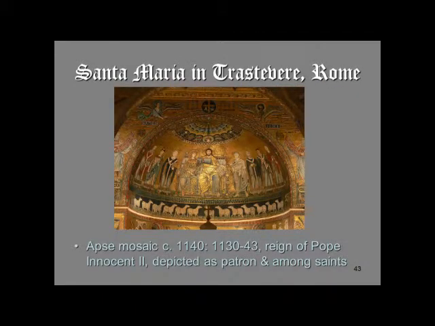Now, the apse mosaic was created somewhere around 1140. And this is during the reign of Pope Innocent II, who reigned from 1130 to 1143. So we know that the mosaic was created sometime between 1130 and 1143. I just thought 1140 is a nice round date. And we know that it was created for Innocent II because he's depicted there, right beside the Virgin Mary. And he's depicted as the patron of the church, and also he is standing in heaven among the saints who are around the heavenly throne of Christ and Mary.